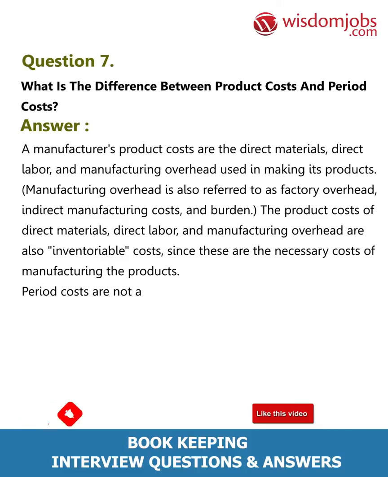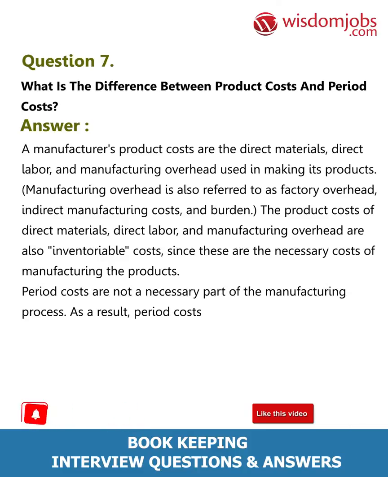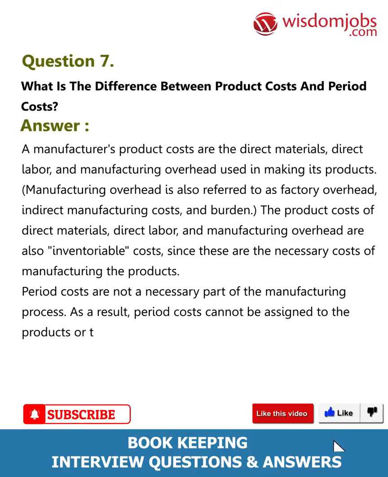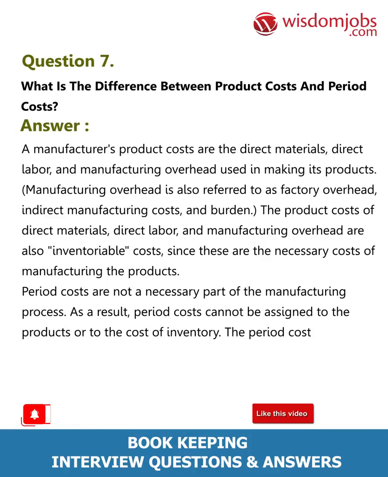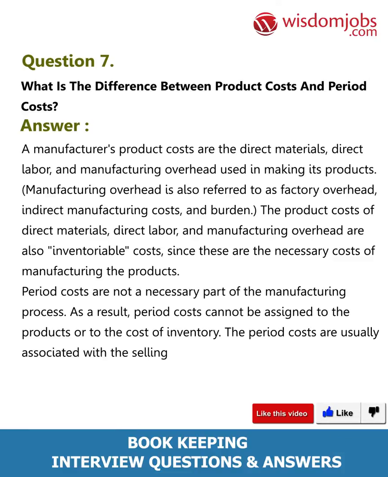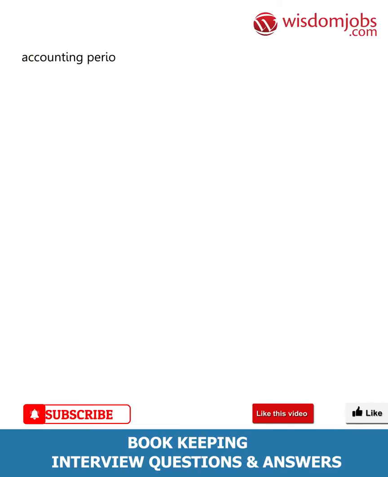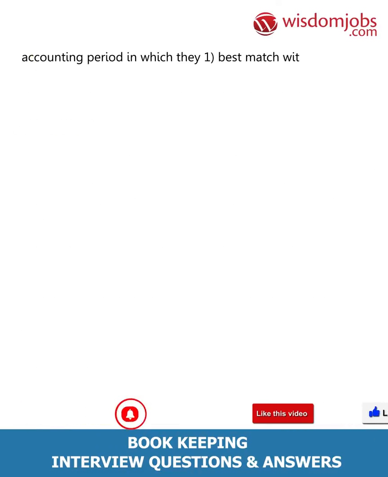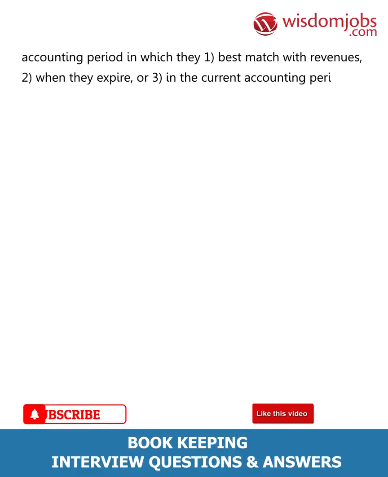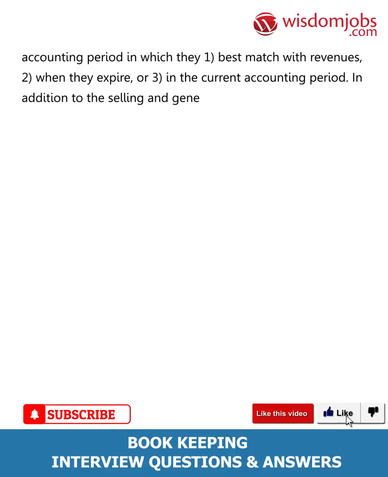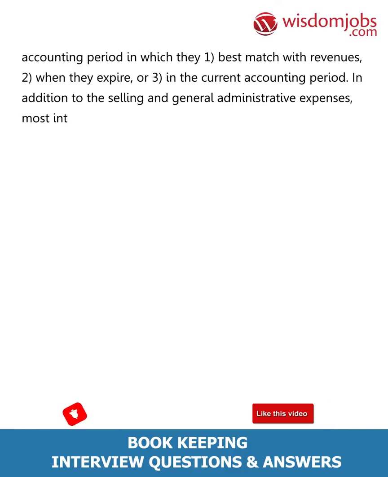Period costs are not a necessary part of the manufacturing process. As a result, period costs cannot be assigned to the products or to the cost of inventory. The period costs are usually associated with the selling function of the business or its general administration. The period costs are reported as expenses in the accounting period in which they 1. best match with revenues, 2. when they expire, or 3. are incurred in the current accounting period. In addition to the selling and general administrative expenses, most interest expense is a period expense.